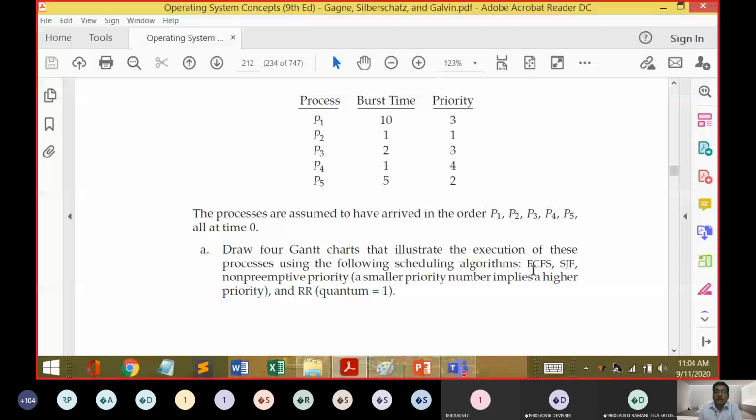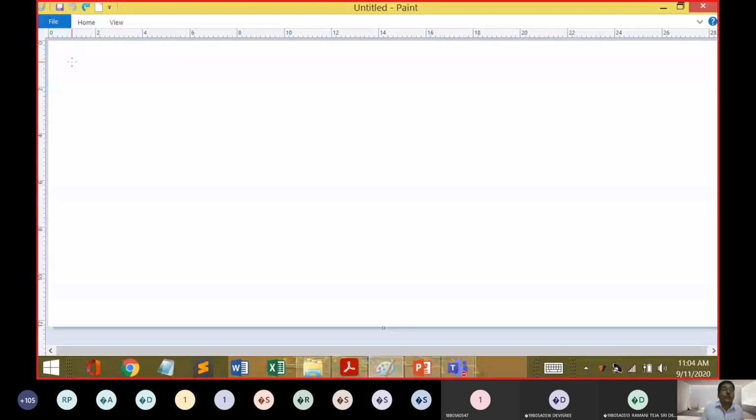So just write it down on your notepad. We have P1 as a process, P2, P3, P4 and P5, and the burst times are 1, 2, 2, 1 and 5. These are the burst times, and these are the processes.